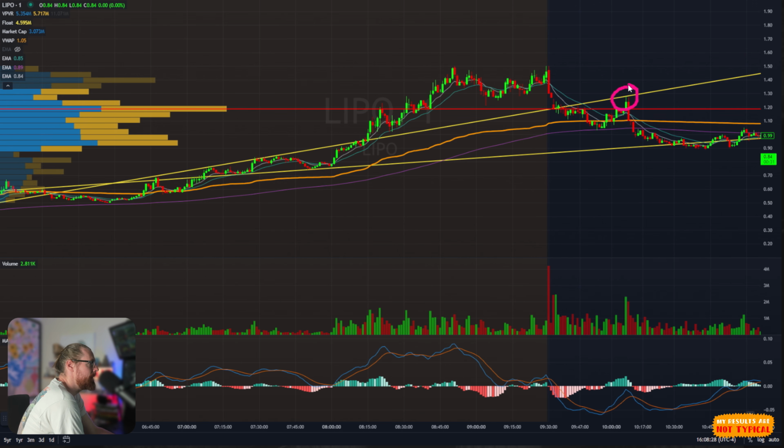Now, this is very interesting here. Again, see how it comes right back up to that level, to the penny, and rejects? That means you've drawn your ascending support and resistance levels the right way.